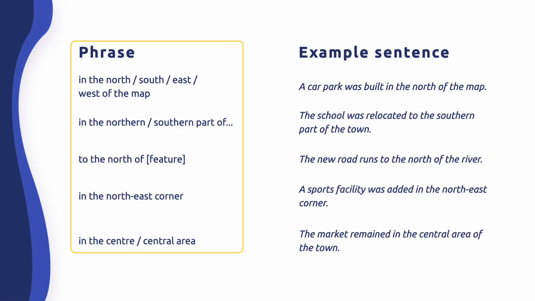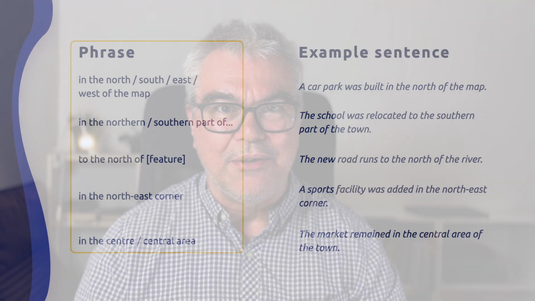The next phrase is basically if you're talking about the top half or the bottom half of the map. Again, it's a good idea to stick to the compass points. Your phrase is in the northern or southern part of. Example, the school was relocated to the southern part of the town.